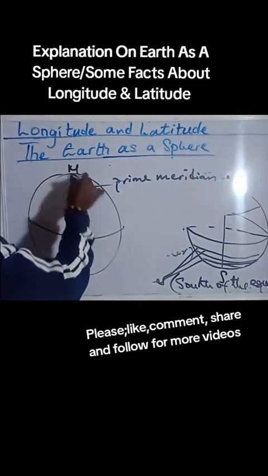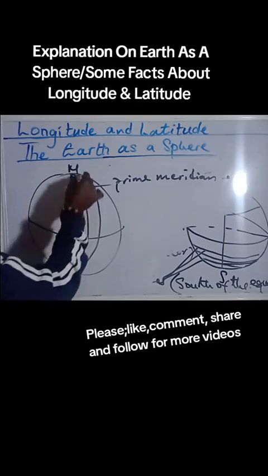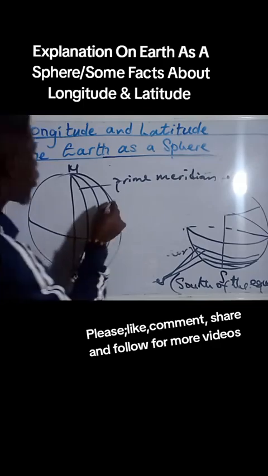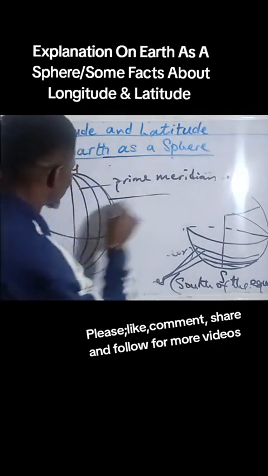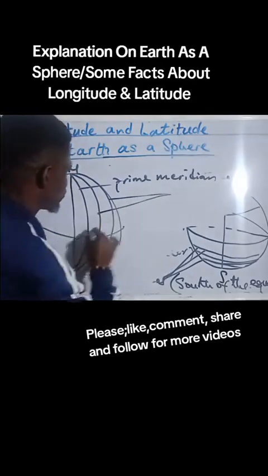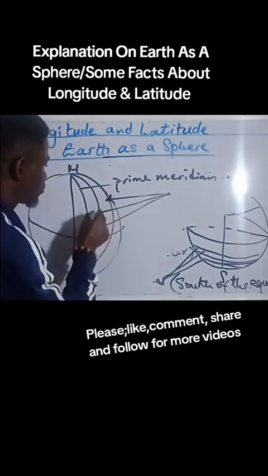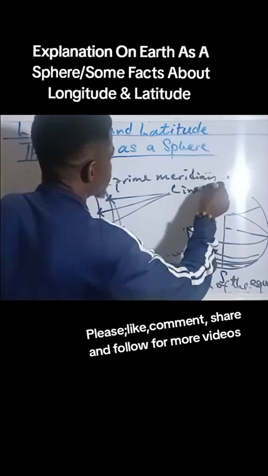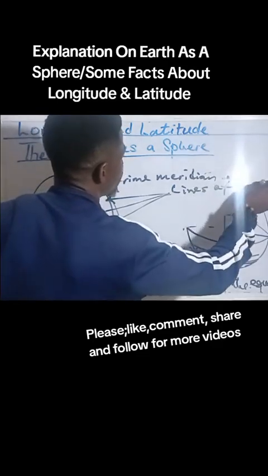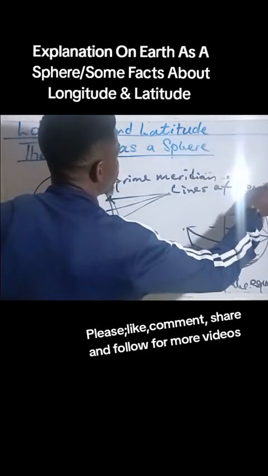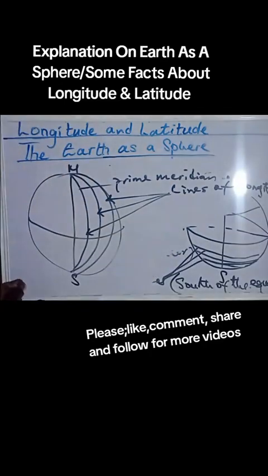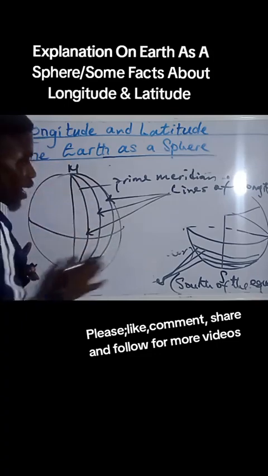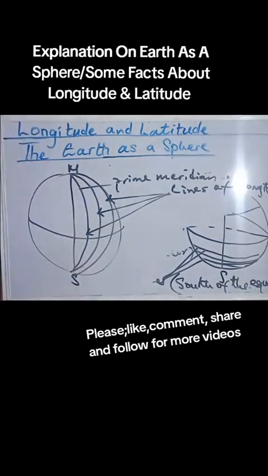Then we have another longitude, another line after the prime meridian. So all this line now, we call them lines of longitude. Are you getting it? So this is how to indicate the longitude and the latitude.